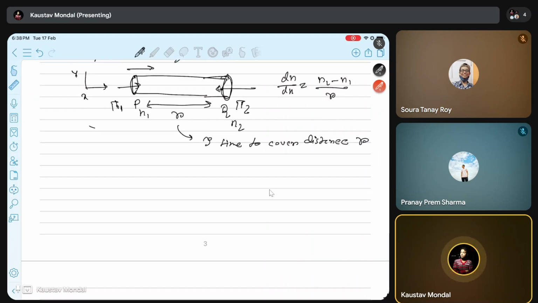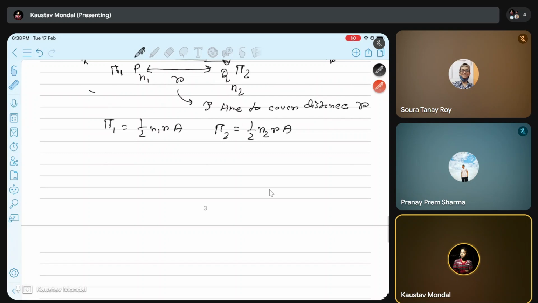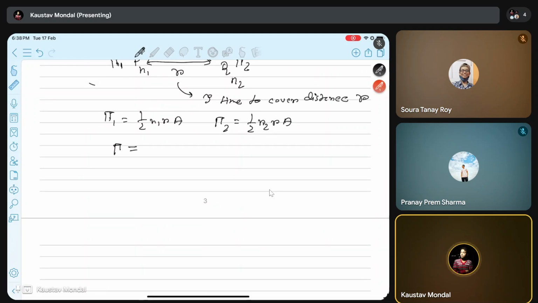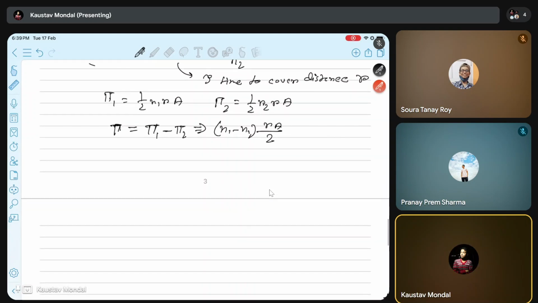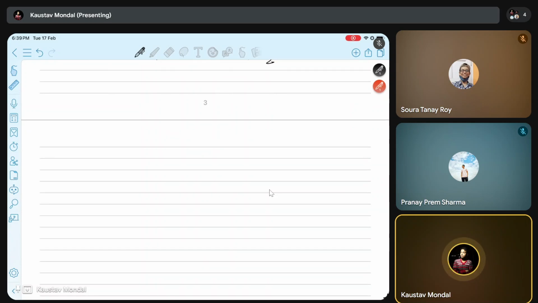The number of particles going from p to q, pi 1, is given by half n1 r a. Similarly, the particles moving from q to p, pi 2, is half n2 r a. So the net particles is pi 1 minus pi 2, which is (n1 minus n2) r a by 2. This is the total number of particles that is moving.